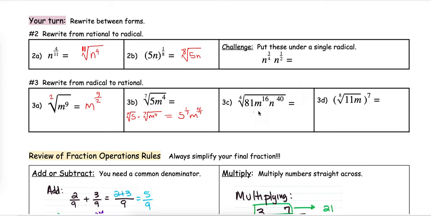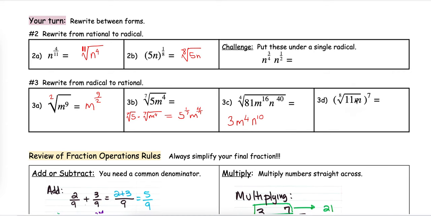And something like this looks complicated, but it ends up being quite simple. The 4th root of 81 is 3. So the 4th root of m to the 16 is m to the 16 over 4. Well, 16 divided by 4 is just 4. And then n to the 40 divided by 4, 40 divided by 4 is 10. Right? So that simplifies quite easily.